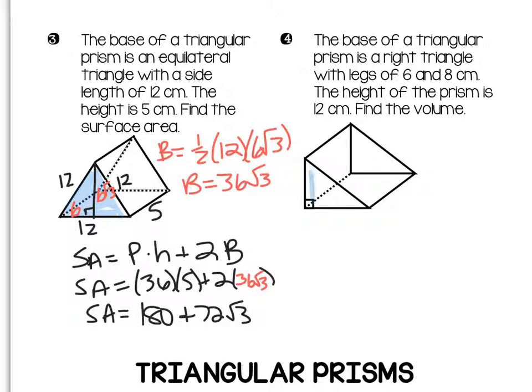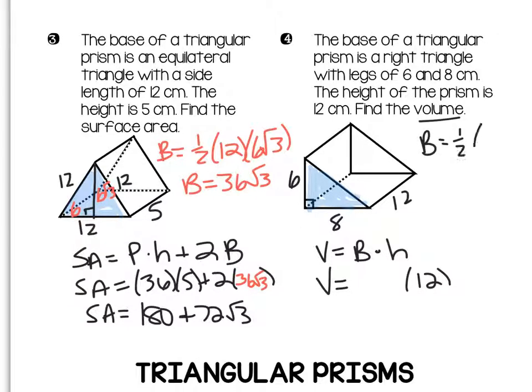Last, the base of a triangular prism is a right triangle with legs of 6 and 8. The height of the prism is 12. Find the volume. So volume is area of the base times height. Volume equals, my height is 12, and for area of my base, I have 1/2 base of the triangle, 8, times height of the triangle, 6. So I get that my area of my base is 24. And then 24 times 12 is 288.